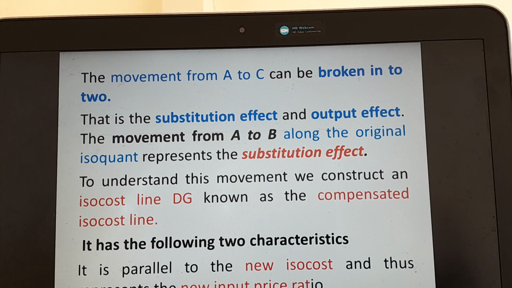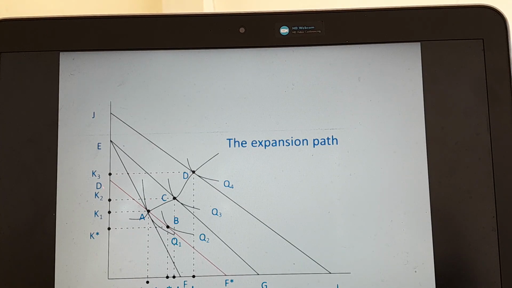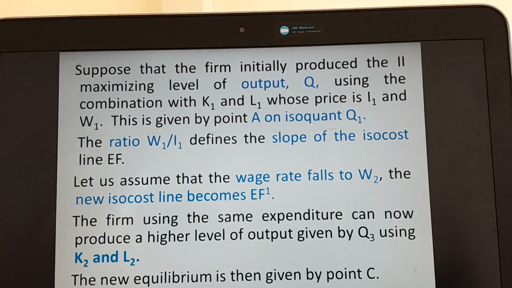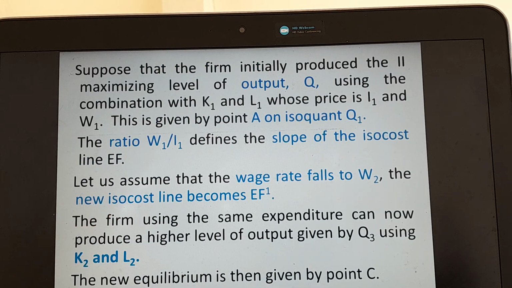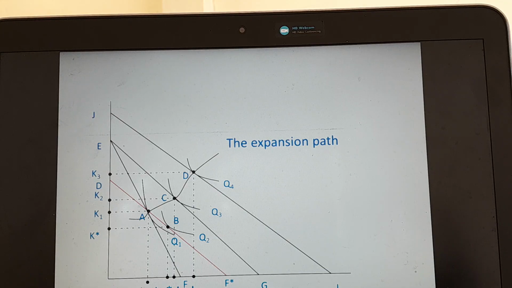To understand this movement, we construct an isocost line DJ. DJ kun immoo kunooti isa D2G. Colour diimaatiin isa line bahe kana jechaadha. DG known as the compensated isocost line. The compensated isocost line. Sababni isaa ammaddanadha. New line kuni from A to B the same line irra jiru, slope isaani tokko waan ta'eef compensated.